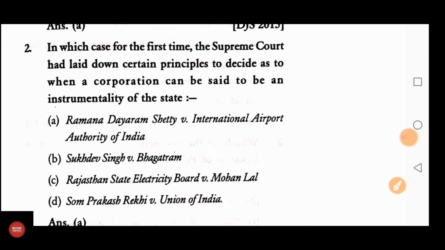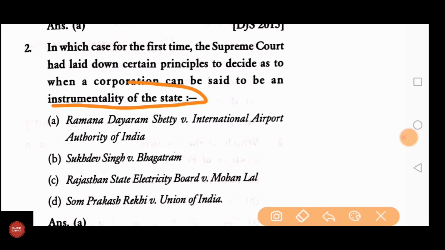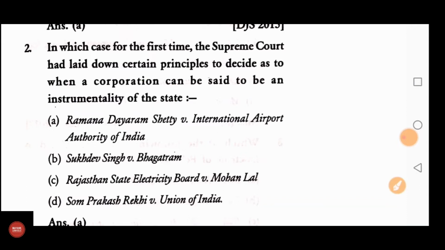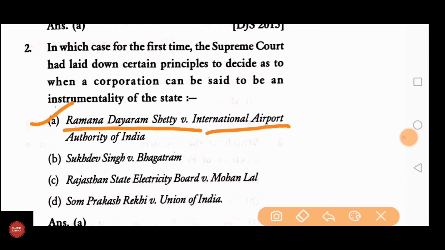Question number 2. In which case, for the first time, the Supreme Court had laid down certain principles to decide as to when a corporation can be said to be an instrumentality of state. Option A. R.D. Shetty, that is Ramana Dayaram Shetty versus International Airport Authority of India. Option B. Sukhdev Singh versus Bhagat Ram. Option C. Rajasthan State Electricity Board versus Mohan Lal. Option D. Som Prakash Rekhi versus Union of India. The correct answer is option A. Ramana Dayaram Shetty versus International Airport Authority of India.